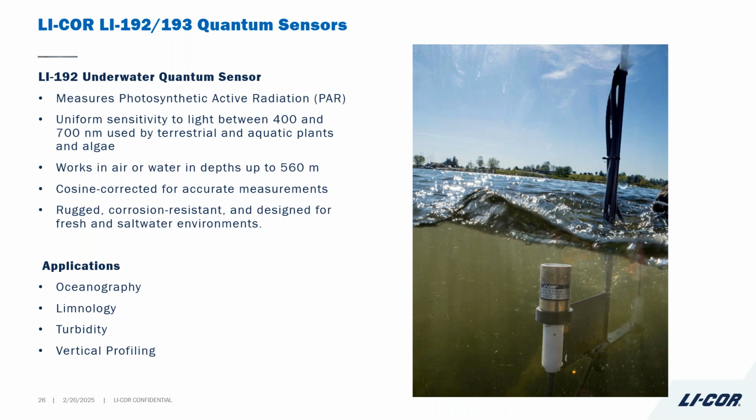Limnology, again, measuring light penetration, but this time in lakes and rivers to evaluate aquatic photosynthetic activity, or you can either monitor other factors affecting water clarity or ecosystem health. For turbidity, you can look at how turbidity affects light availability for submerged plants and algae. And you can also use this for vertical profiling to see how PAR changes with water depth.